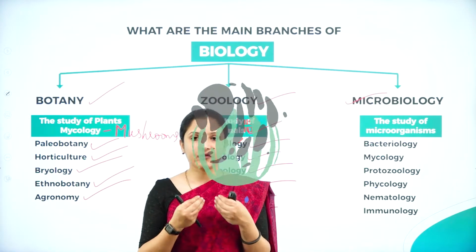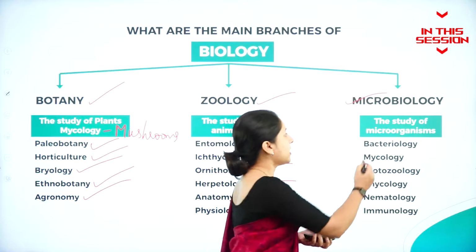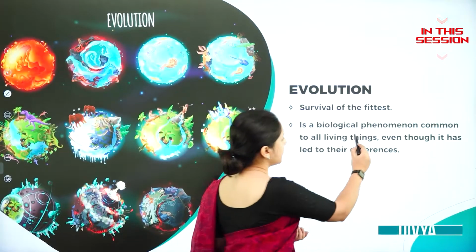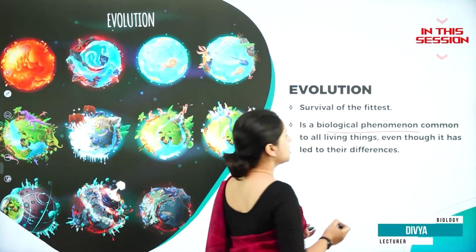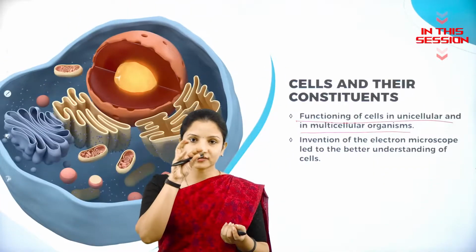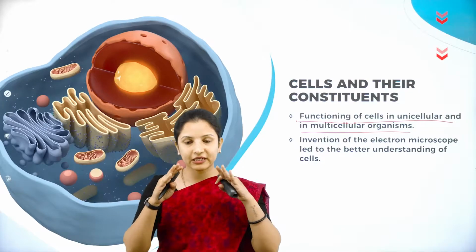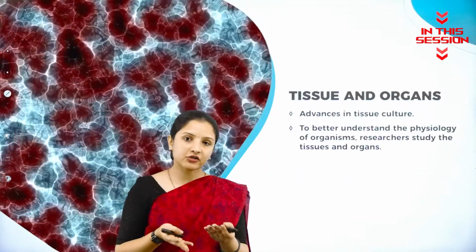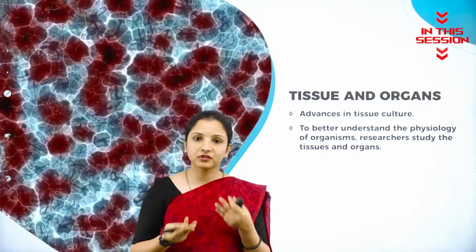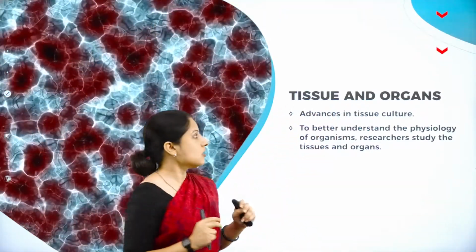Micro, it is something very small. So the study of microorganisms is called microbiology. Evolution is a biological phenomenon which is very common to all living organisms. First it will be just a single cell. Those cells will divide later and you'll have a complete baby that is formed. Understand the function of an animal or a plant, the physiology of the animal and the plant. It is very important to know about the tissues and the organs.